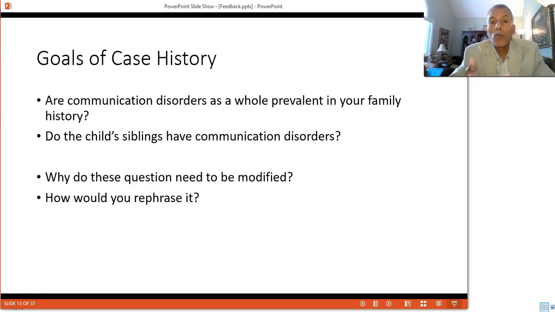Another question, do the child's siblings have communication disorders? The same, communication disorders, what are they? The parent is not going to know what you mean. And if they know, they don't know what areas fall under communication disorders unless they are somehow specialists. So again, you have to pinpoint it. Do they have difficulty making sounds, saying a particular sound, or do they have difficulty speaking, for example, fluently, or this or that? Spell it out.